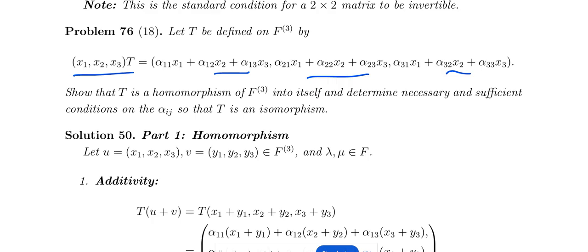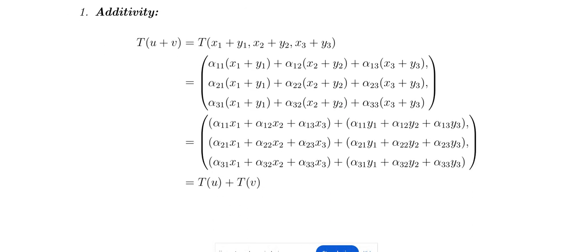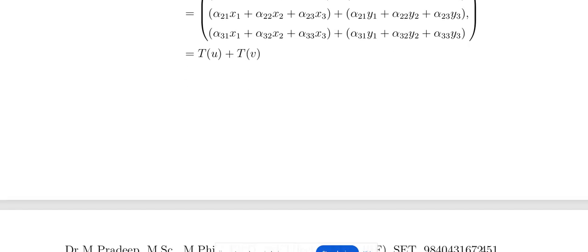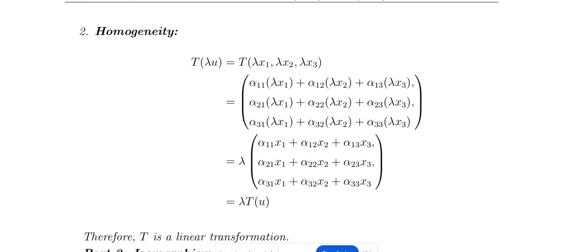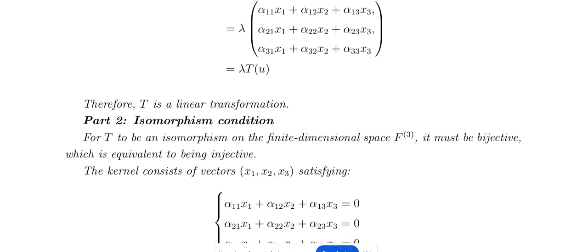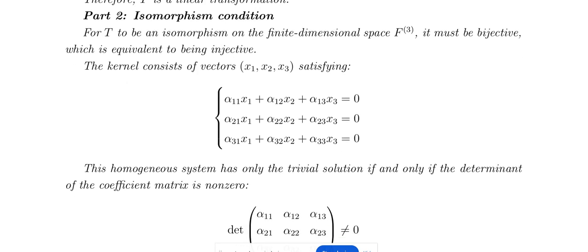And determine the necessary and sufficient condition on alpha ij so that T is an isomorphism. I thought முன்னாடி போட்ட மாதிரி தான் இருக்கும். So that is T of u plus v. கொஞ்சம் லென்த்தியாக இருக்குது ப்ராசஸ், but it is very easy one. T of alpha x1, that is the homomorphism கிடைச்சிச்சு. ஐசோமார்பிசம் கண்டிஷன் பார்த்தீங்கன்னா இந்த 3 டேர்ம் அந்த ட்ரிப்ளெட் இருக்குது.